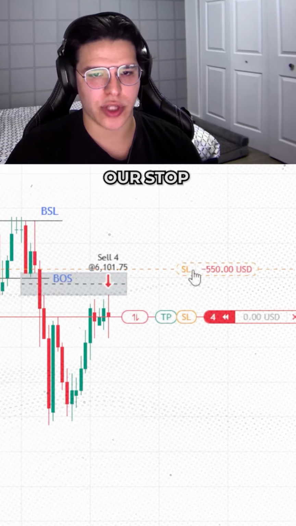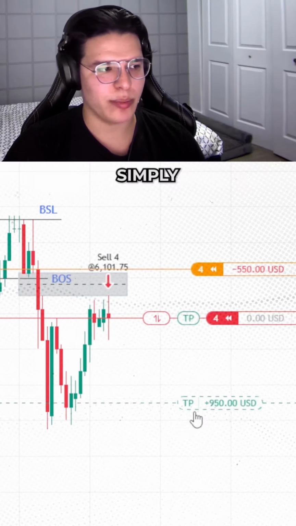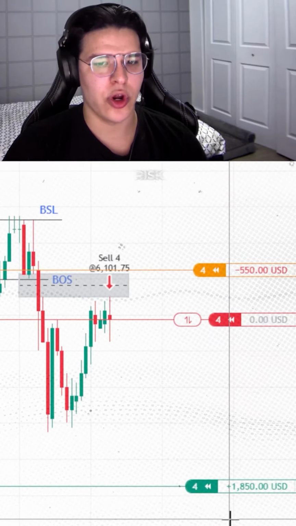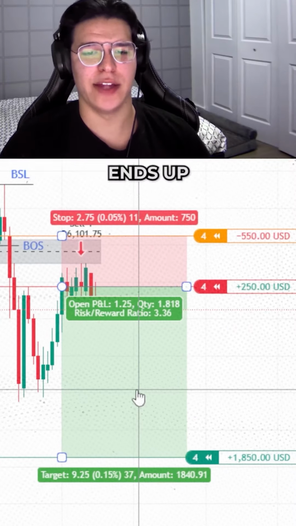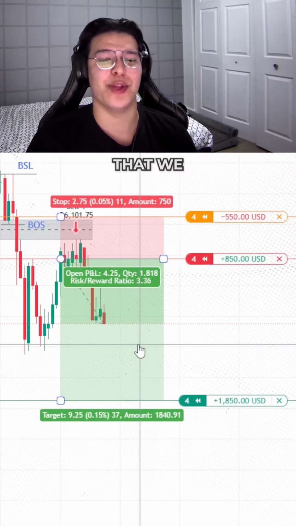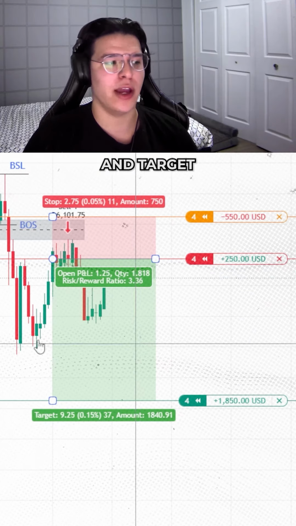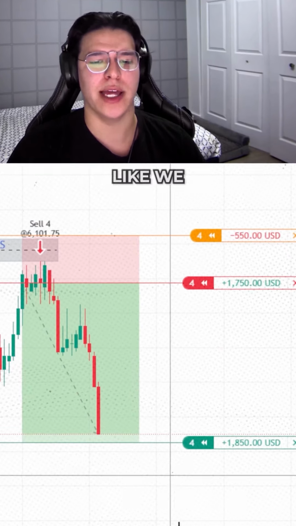We're going to place our stop right above that previous bearish fair value gap, and we're simply going to target a nice 1 to 2 risk to reward and target the lows from right here. This trade actually ends up giving us a 3.36 RR, so that's way above the 1 to 2 that we usually go ahead and target, but we're ultimately targeting that sell side, that opposing pool of liquidity like we mentioned previously.